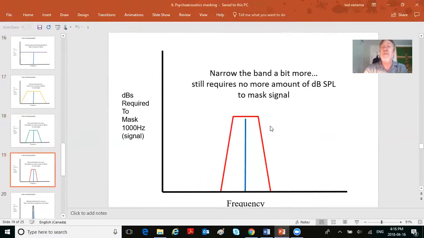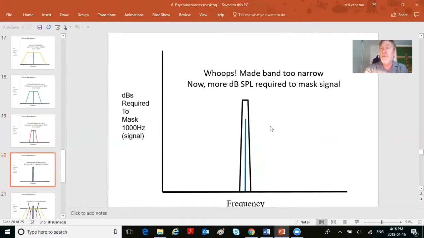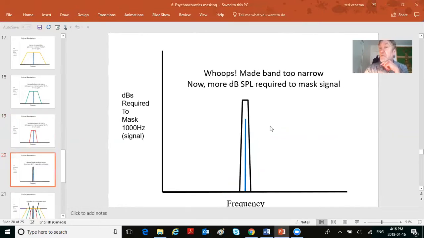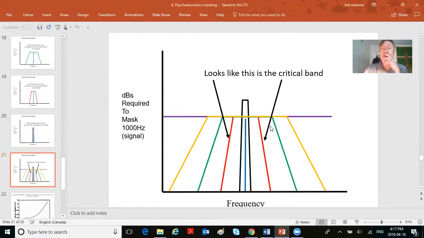But if I make it too narrow, whoop, now that narrow band is no longer good enough. See how I had to make it taller? So now you've exceeded the critical bandwidth. The critical bandwidths are about 1/3 of an octave in width, and this is being used in our field. So it looks like this is the critical band in red. Looks like that's the one.